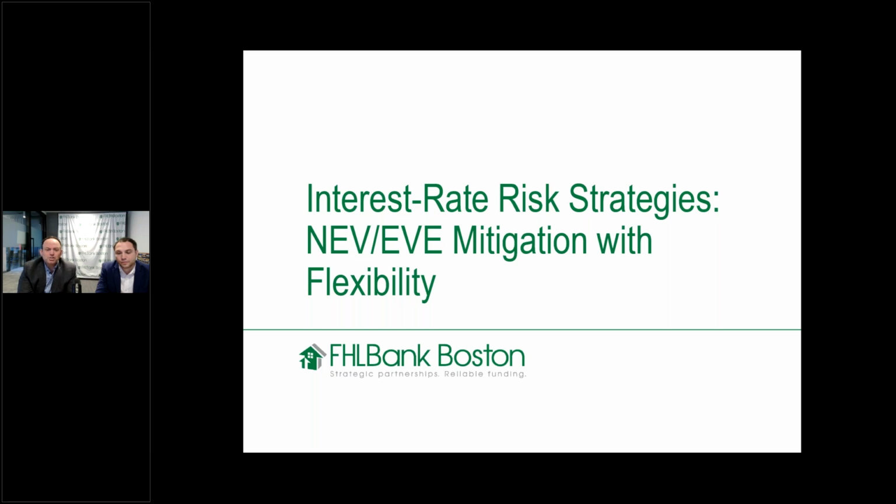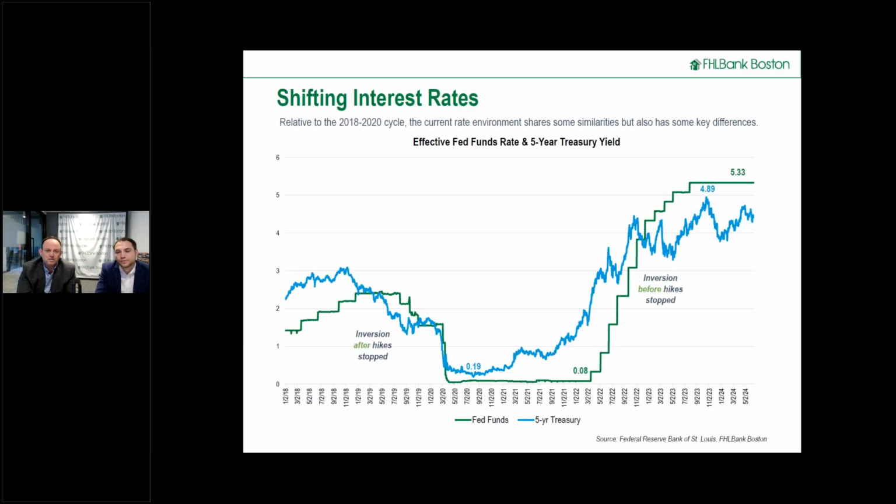So let's jump right into topic one here, talking about interest rate risk strategies. And the key word here, and we'll get to it as we go through, is the flexibility, because there's certainly trade-offs as we look to talk about interest rate risk. So let's set the framework here and look at the path of rates and the shape of the yield curve as we talk about the Fed funds rate and using the proxy of the 5-year part of the curve.